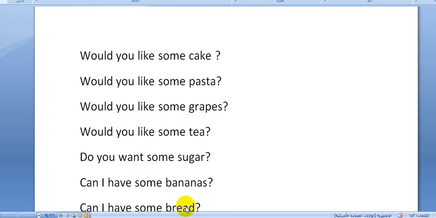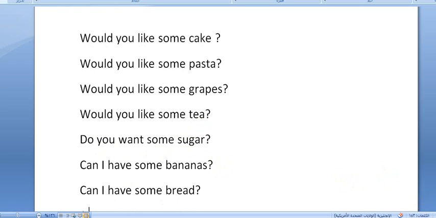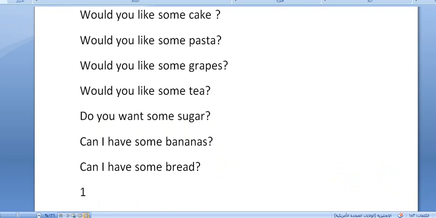As the book mentioned, some is not coming with a question, but some can come with a question. Would you like some cake? Would you like some pasta? Would you like some grapes? Would you like some tea? Do you want some sugar? And so on. And another question: Can I have some banana? Can I have some bread?